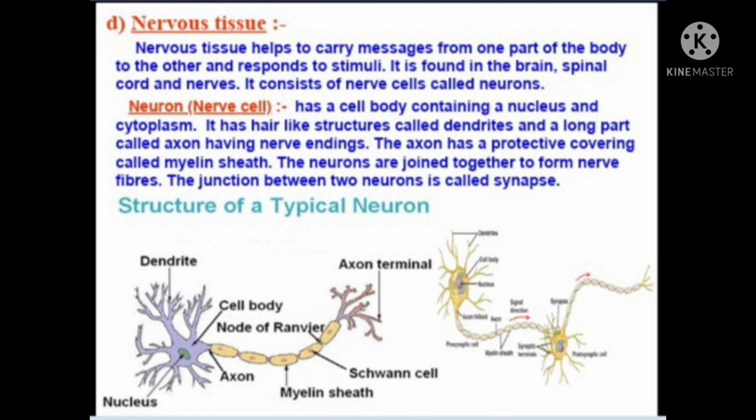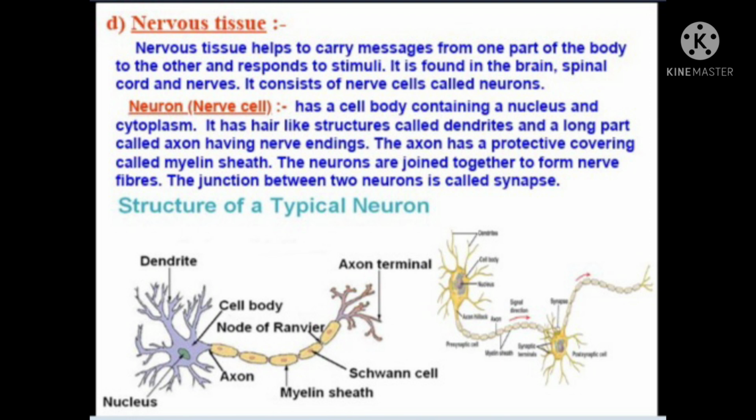Cell body or cyton has a large nucleus and cytoplasm. The cytoplasm contains granular structures called Nissl's granules. There are some projections arising from the cell body. These are called dendrites. They are short, branched, more in number. One projection of the cyton is somewhat longer than the remaining projections. This is called axon.